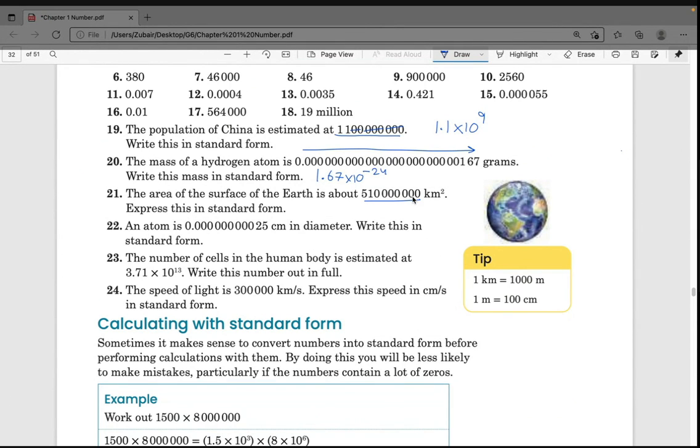21 says the area of the surface of Earth is about this much kilometers. Express this in standard form. So basically, these aren't different. These are statements, and we are just converting them. So 5.1, and then again we count 1, 2, 3, 4, 5, 6, 7, 8. When I'm moving towards the left hand side, I need to increase the power. So into 10 to the power 8.